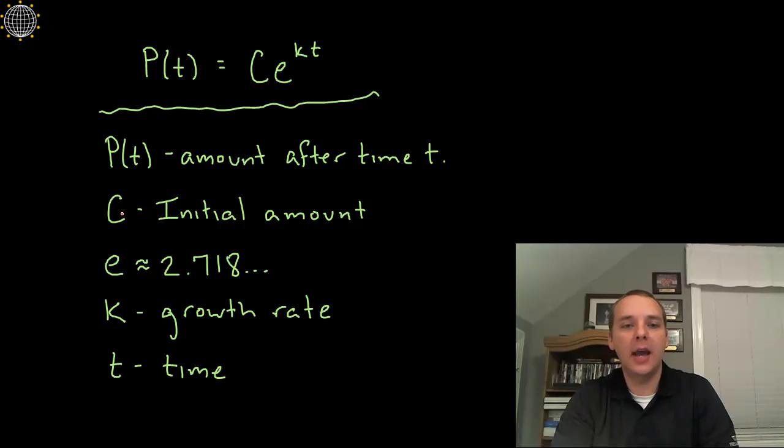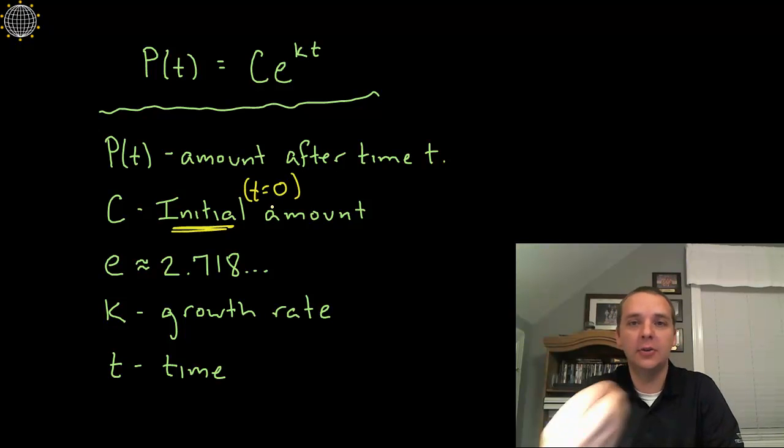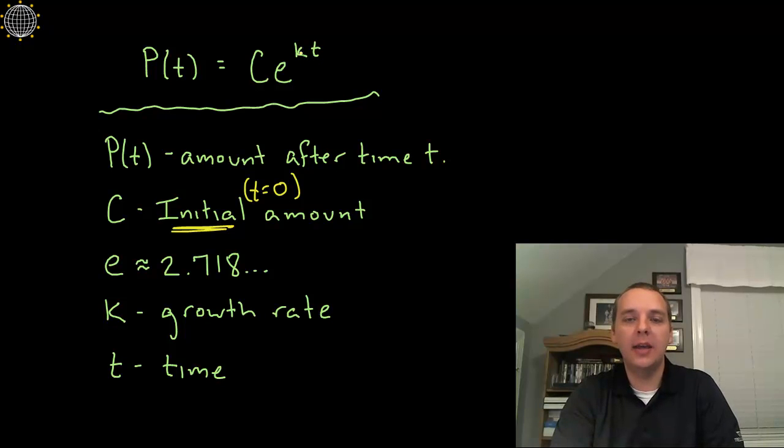C right here, the capital C, that's going to represent your initial amount. How do we know that? What's a good way of remembering that? Well, the word initial kind of hints to me that's when the time is 0, right? Your initial amount. So if t was 0, just do the math. 0 times k is 0. E to the 0 is 1. 1 times c is c. So when t is 0, then the amount would be c. So that's your starting amount.